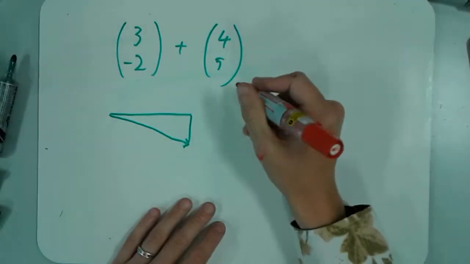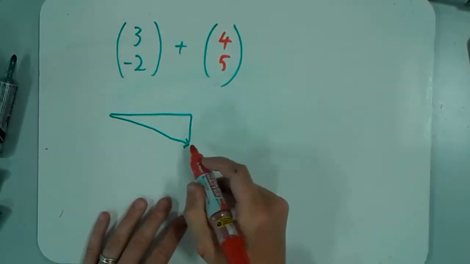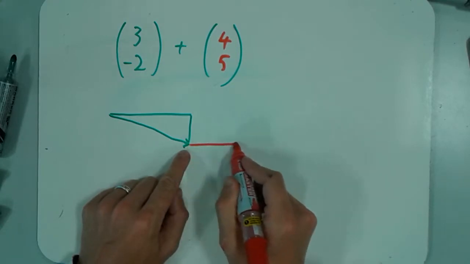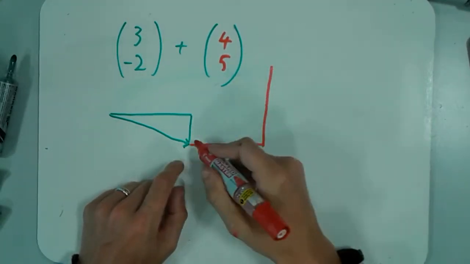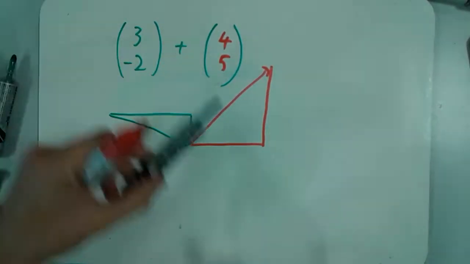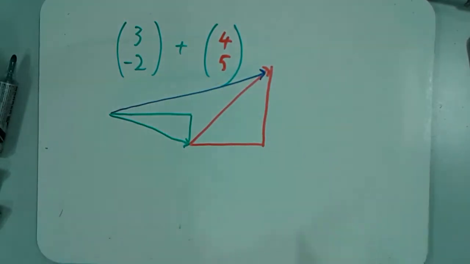So let's just change colour for this one. So we'll write this as 4, 5. That's telling us that from where this vector ended, we then add 4 and then add 5. So we should end up here. Well, what single vector would achieve that same movement?